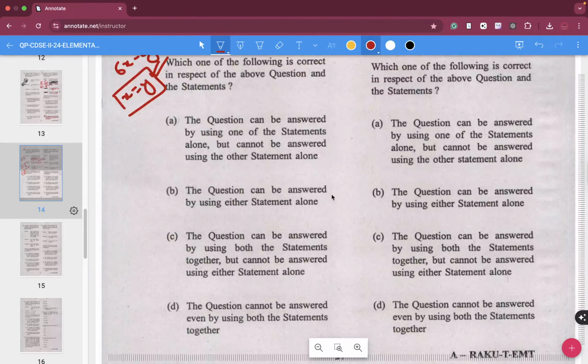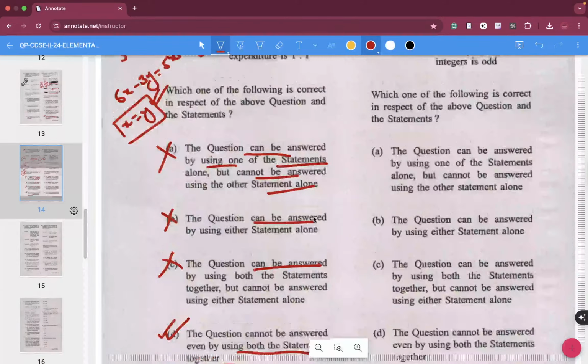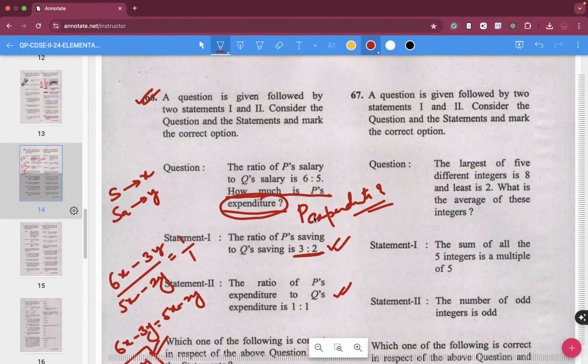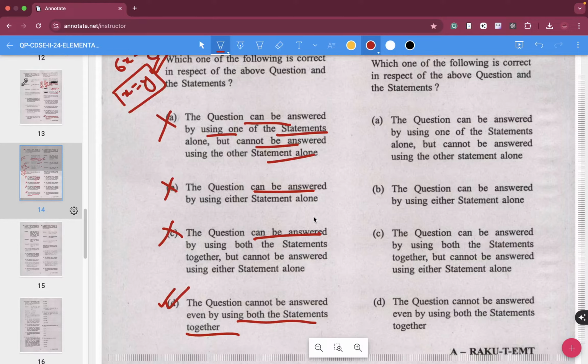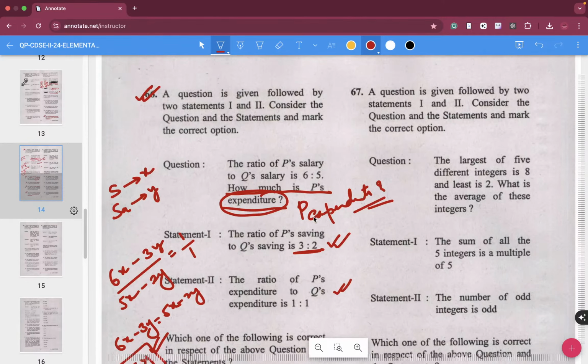So it is asking whether the question can be answered by using one statement alone. No, this question cannot be answered even by using both the statements together. Had they given that Q is saving this much, P is saving this much, then possibly we could have answered that. So we don't have any other option but to go ahead with D. This question cannot be answered even by using both the statements together.